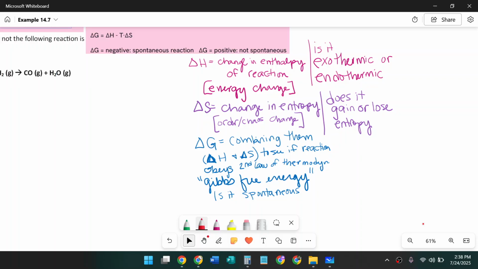That number tells us if it's an exothermic reaction or endothermic. Is it producing or releasing energy, or is it consuming, might not be the right word, or is it taking in energy, or absorbing? There's the word, absorbing energy.